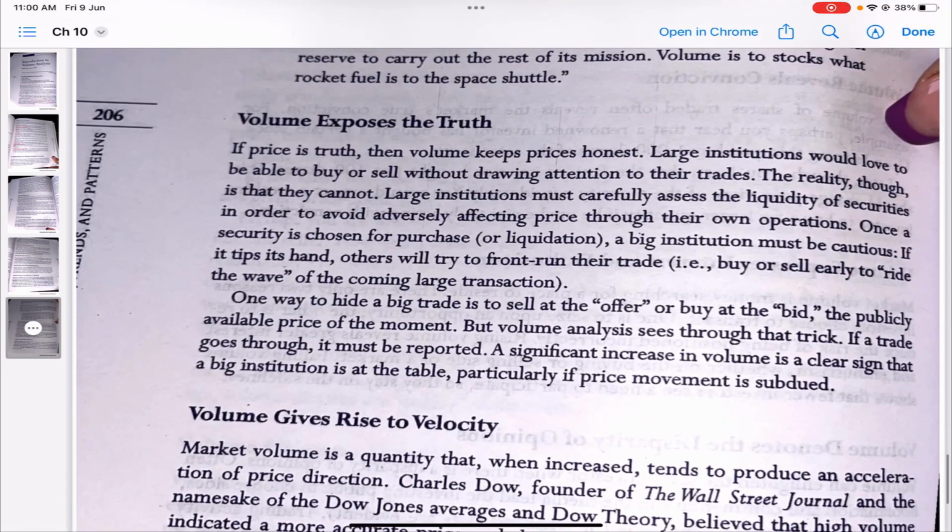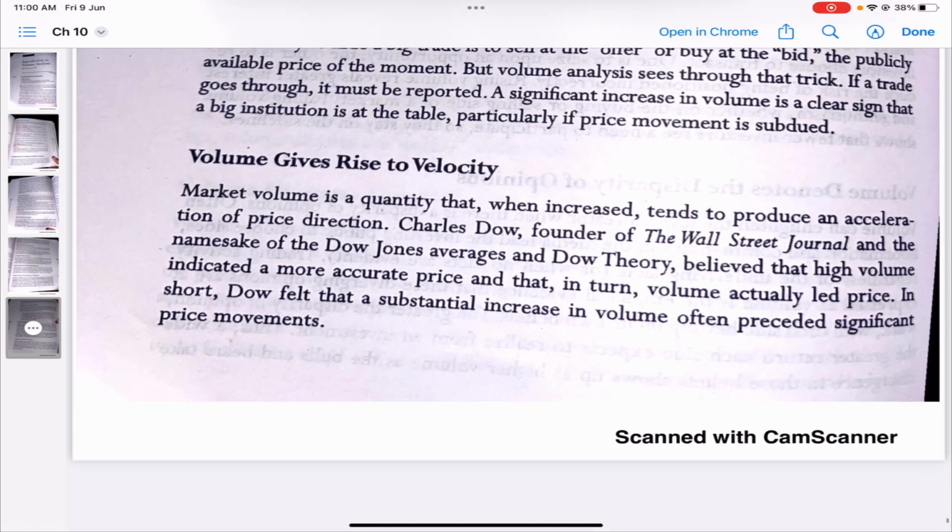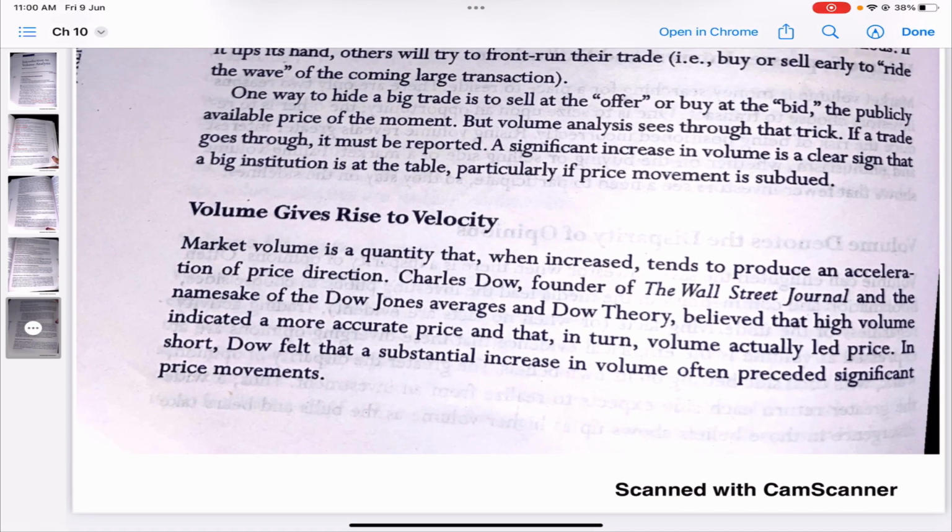Volume exposes the truth. So how does it expose the truth? It shows you what is the real interest. Volume gives rise to velocity. So market volume is a quantity that when increased tends to produce an acceleration in the price direction. This is again price movement. The speed is also given by volume.